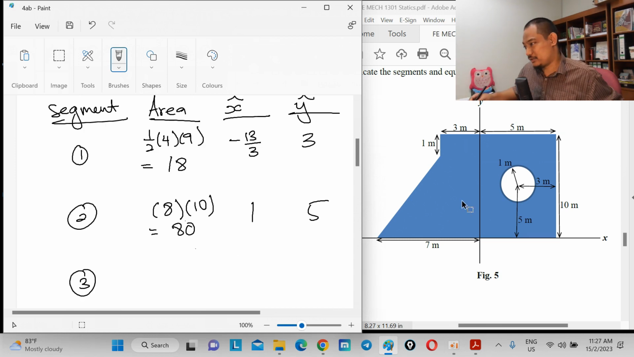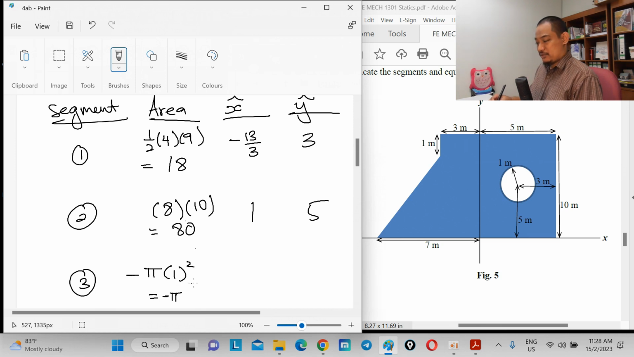Segment number 3, the circle here. So pi r squared, r is 1, so it becomes pi. But this is negative, right? So negative pi. Okay, so x is basically 3, so meaning this is 2, right? So x is 2, and then height is 5.